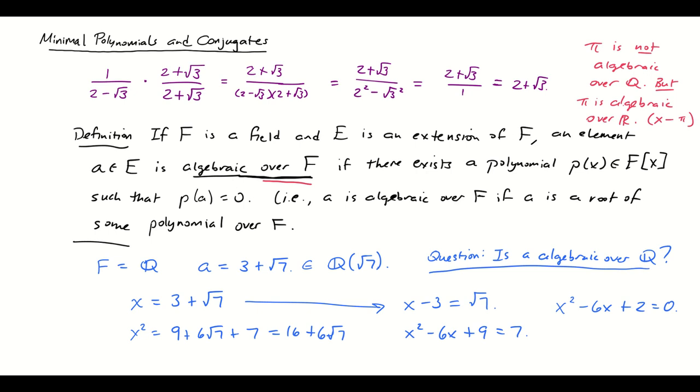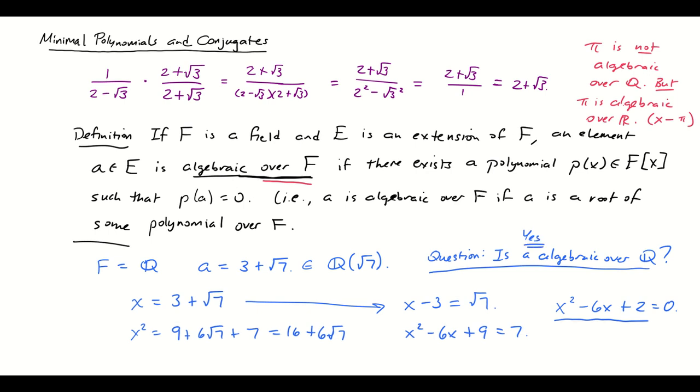All right, so I believe that this is a polynomial. It's certainly over Q, and I believe it has 3 plus root 7 as a root. If you don't believe me, use the quadratic formula and verify that. So x squared minus 6x plus 2 is an example of a polynomial that has 3 plus root 7 as a root, and it is over Q. So the answer to my question about this being algebraic, 3 plus root 7, yes, it is algebraic over Q.